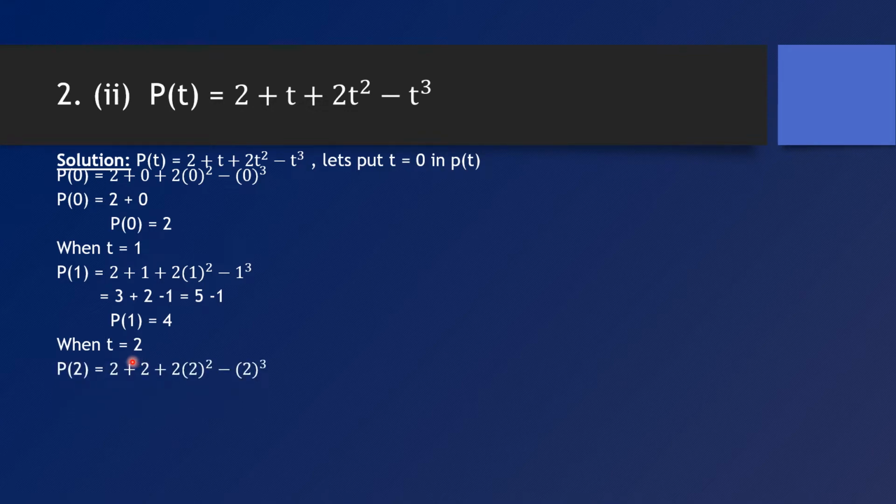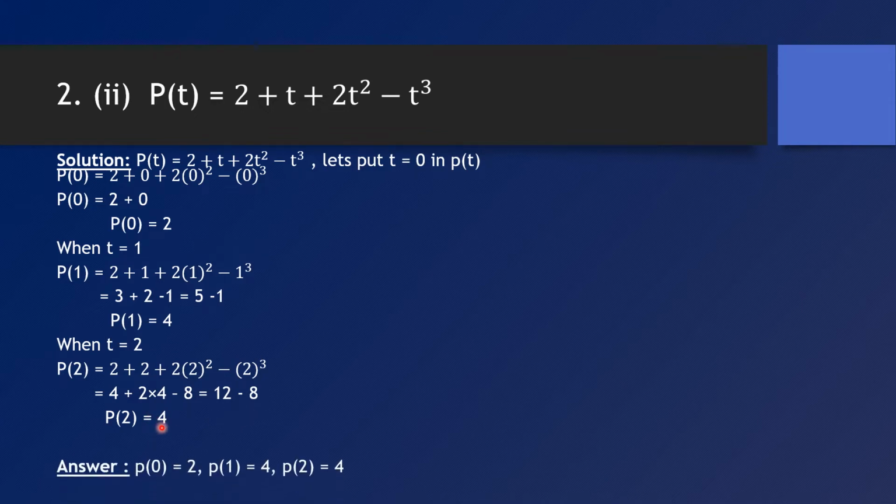So that we can find the value of polynomial at point 2, that is 2 plus 2 plus 2 into 2 square minus 2 raised to the power 3. So when we will solve this equation, it will be 2 plus 2 is 4, 2 into 2 raised to the power 2 will be 2 into 4, that is 8, minus 8. So the answers will be p of 0 is equal to 2, p of 1 is equal to 4, and p of 2 is equal to 4.